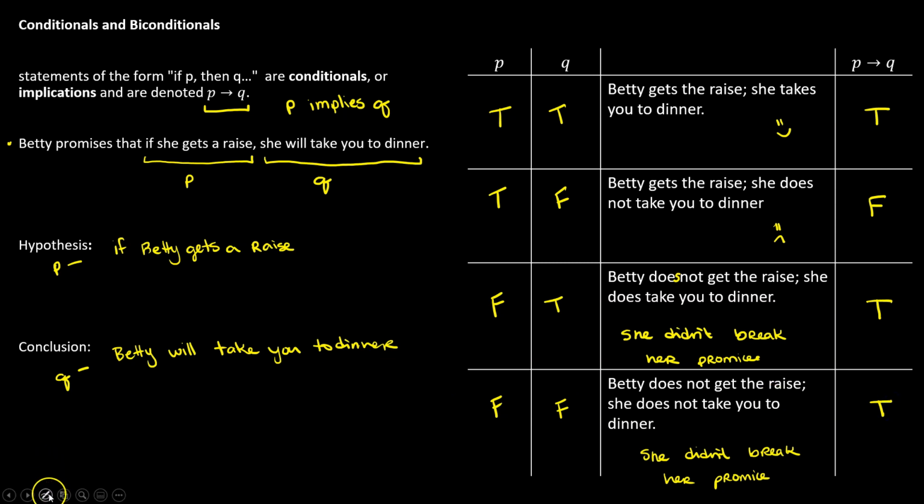And this is something that many students struggle with. The implication is almost always true, except for one case. The only time an implication is false is if the hypothesis is true, but the conclusion is false. So this is the only way for Betty to actually break her promise: if she gets the raise, but she does not take you to dinner.